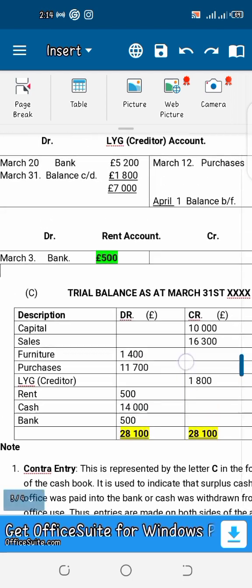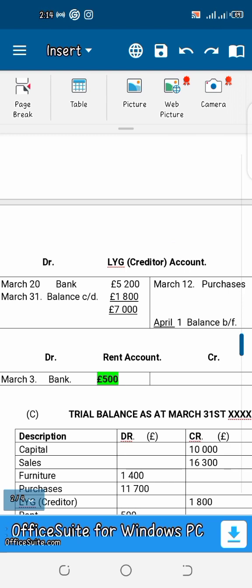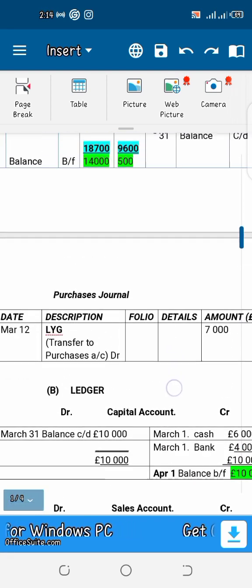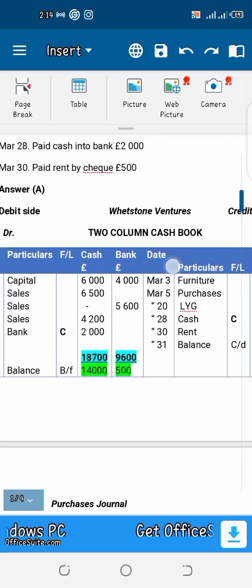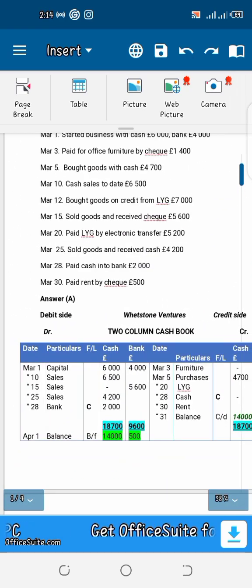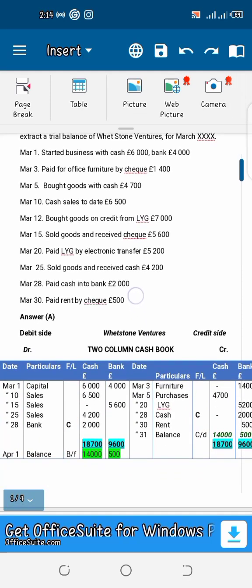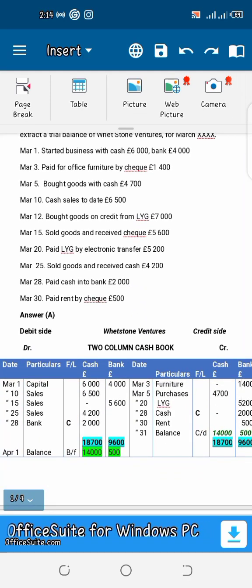So look at the question again, and then look at the postings. The question and the postings at the debit and the credit side.